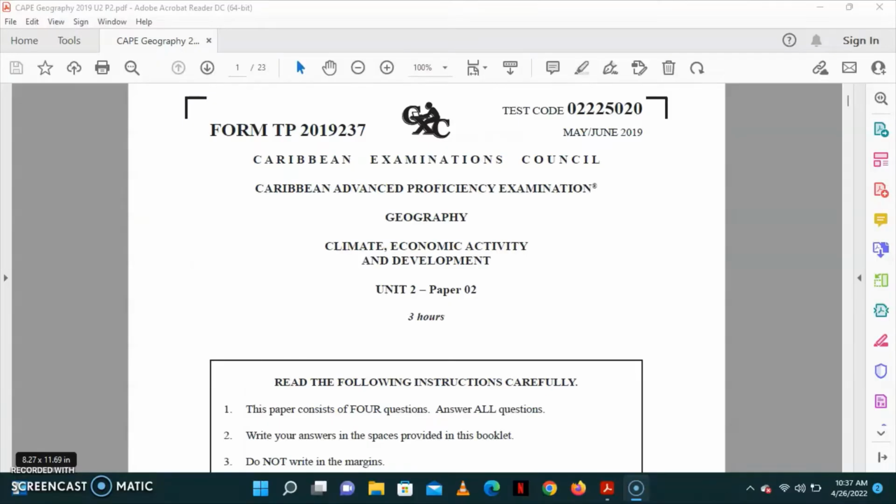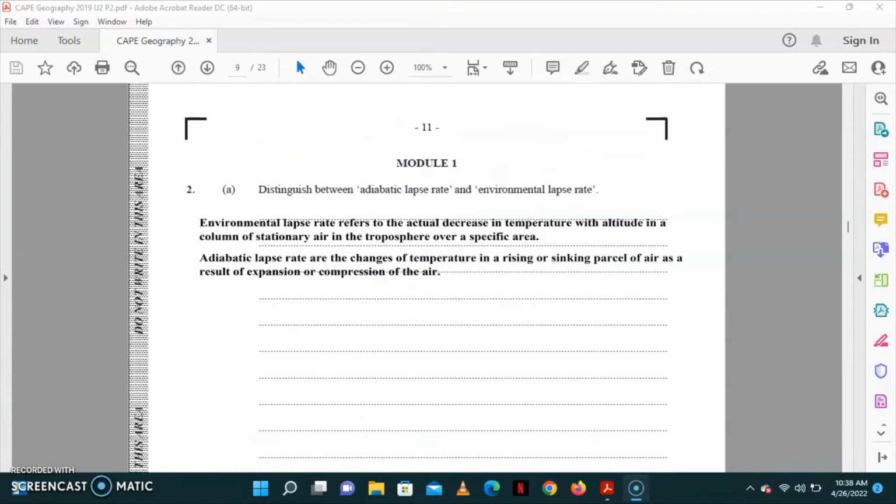Hi guys, welcome back to Geography World. For today's video, we'll be looking at the 2019 CAPE Unit 2 Geography exam, and for this video, we'll be looking at question number 2. Question number 2 looks at Module 1, and Part A asks that we distinguish between adiabatic lapse rate and environmental lapse rate.